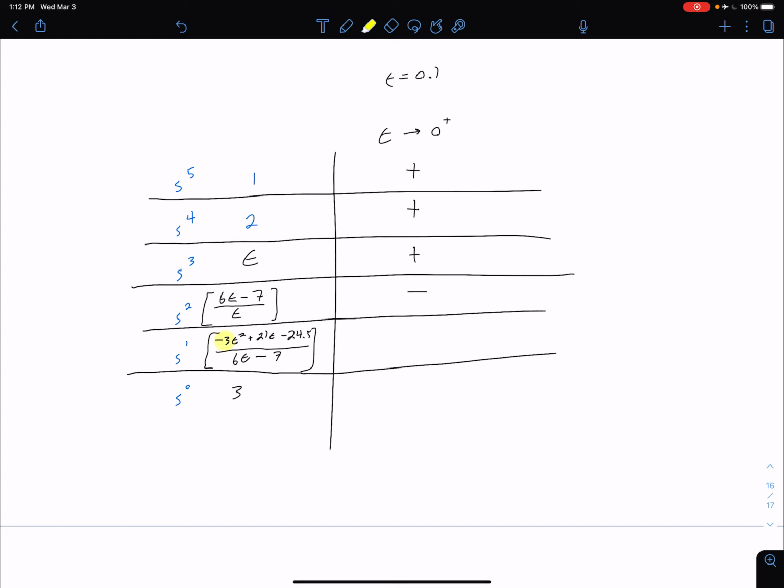So we can do the same type of thing for this next entry as well. So we could say these two terms with epsilon are going to be relatively small, this one in the denominator as well, such that we're left with approximately negative 24 divided by negative 7, which is going to be a positive number. So we'd say this is positive, and then of course the 3 down here is going to be positive regardless of our epsilon value. So we get something that looks like this.